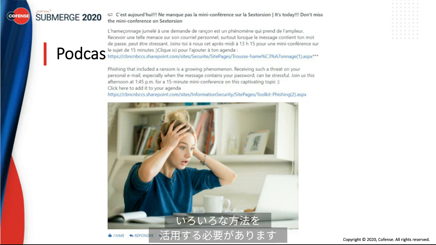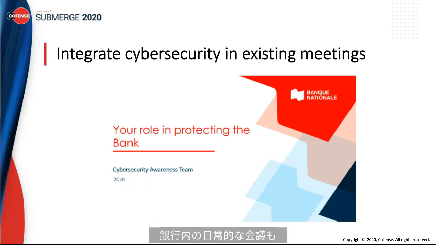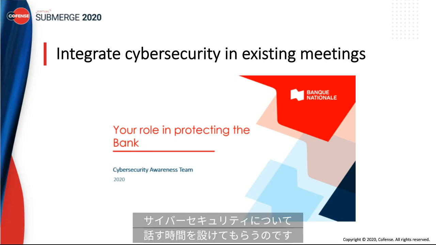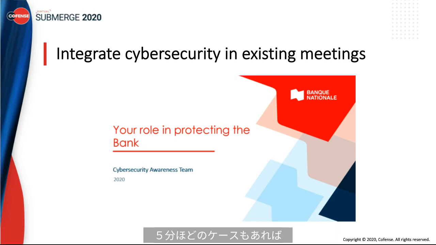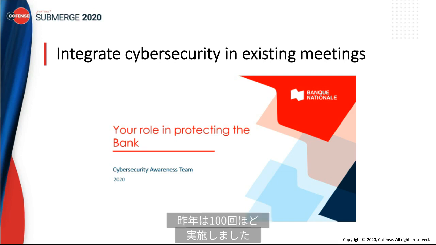You have to have various methods. We also integrate cybersecurity in existing meetings at the bank. We didn't want to create a new meeting or a new conference. We offered to go to existing meetings and talk to people about cybersecurity. Some people offered us 5 minutes. Sometimes it was half an hour. Sometimes it was 1 hour. And we did that maybe 100 times last year. And I think it has a big impact at the bank too.